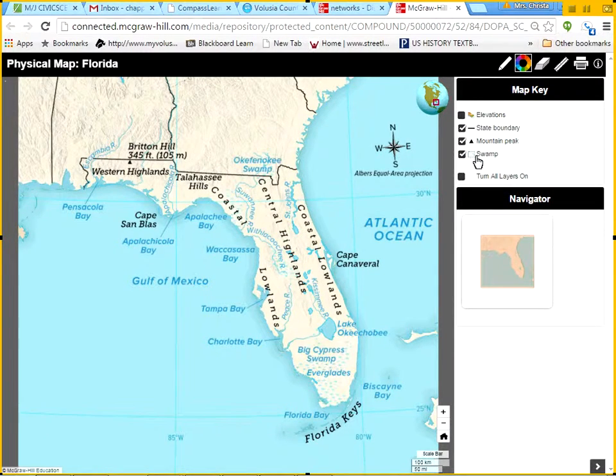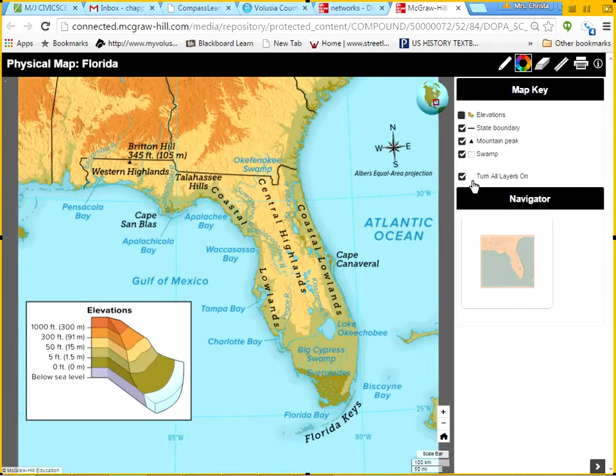Swamps, okay. You can see the swamps. There's a little map key here, and you can turn all layers on. So we're back to the elevation map. So this is called a physical map. It's got your map key here, and this one's interactive, meaning you can take things off of it. Here's the compass rose. We've got the title, Physical Map Florida.